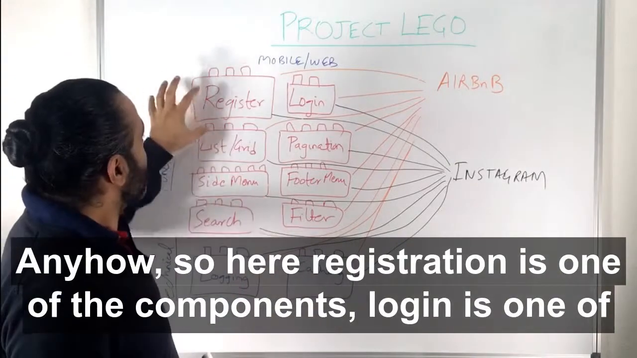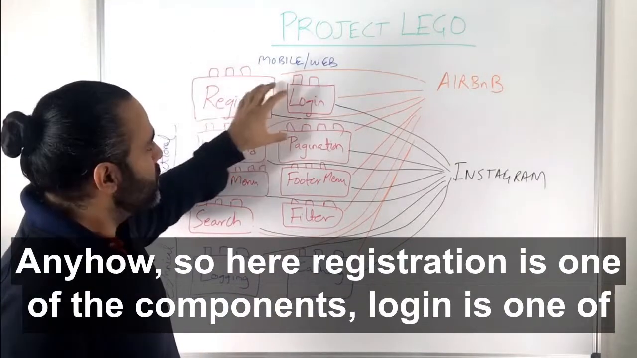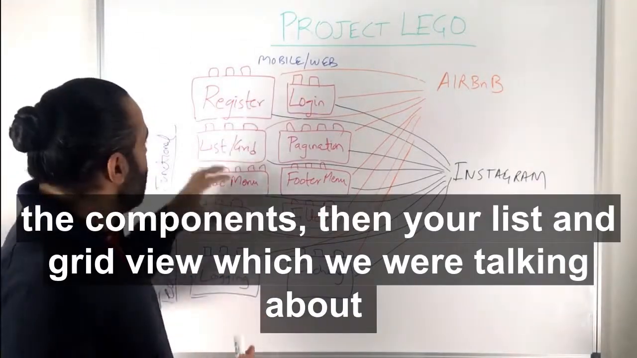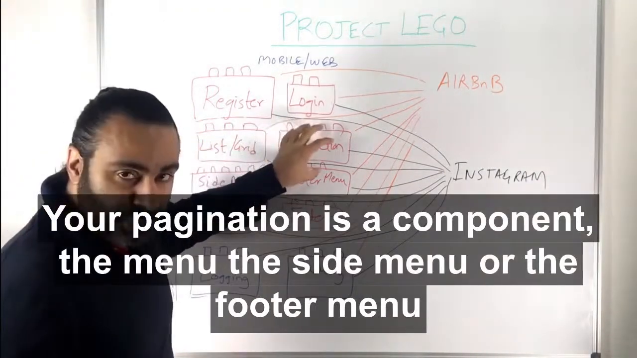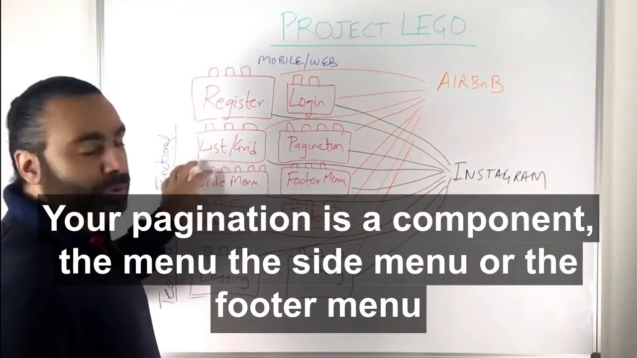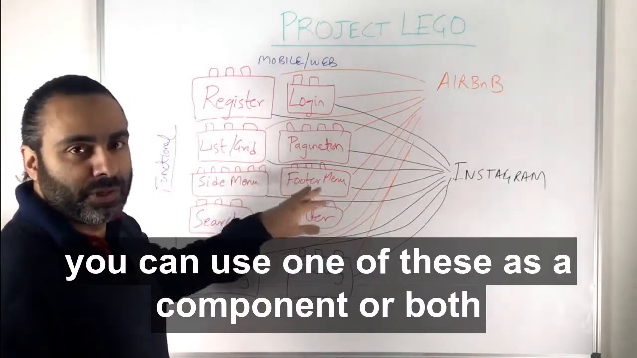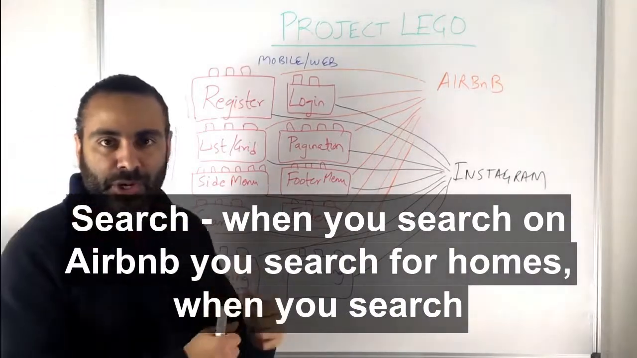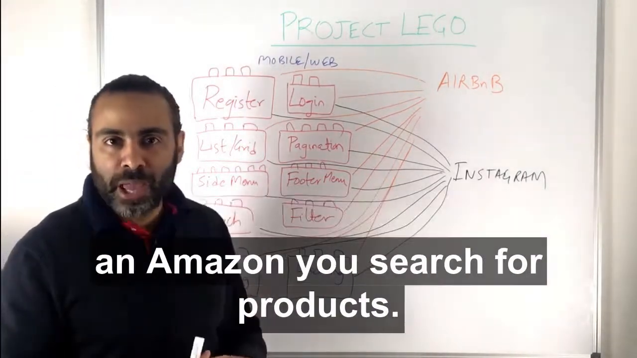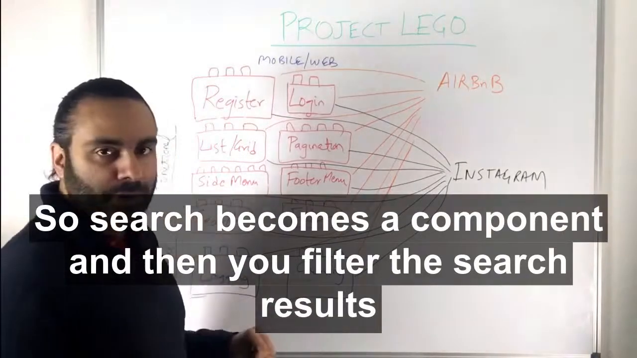Anyhow, so here registration is one of the components, login is one of the components, then your list and grid view, which we're talking about, is a component. Your pagination is a component. The menu, the side menu or the footer menu, you can use one of these as a component or both. Search: when you search on Airbnb, you search for homes. When you search on Amazon, you search for products. So search becomes a component.